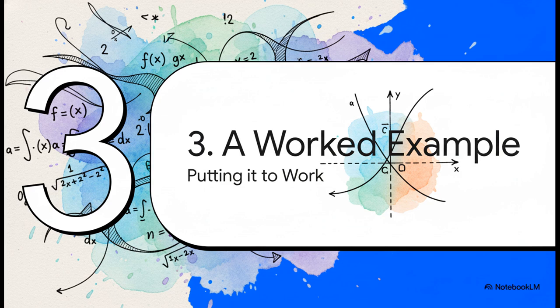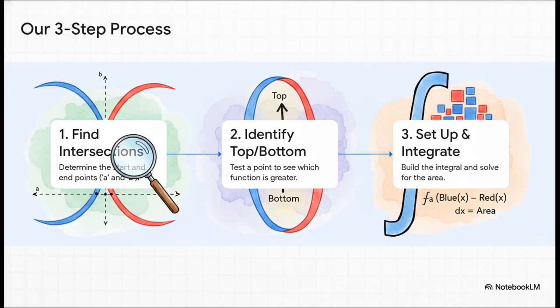Now, theory is one thing, but let's actually get our hands dirty and see how this works in practice. We're going to take a real problem and walk through it step by step to see how it all comes together. You know, you can solve pretty much every one of these problems with a simple, repeatable three-step process. This is our roadmap. First, we find out where the curves actually cross each other. Second, we figure out which one is on top. And third, we build our integral and solve it.